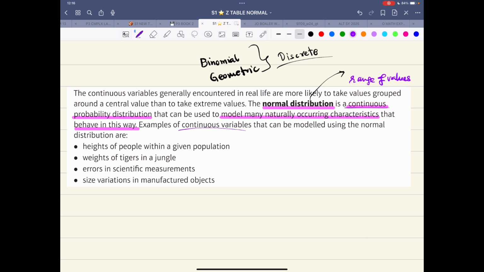Examples of continuous variables that can be modeled using the normal distribution are as follows. Which ones are these? Let me highlight it. The heights of people within a given population, the weights of tigers or any other object in a jungle, errors in scientific measurements, size variations in manufactured objects.